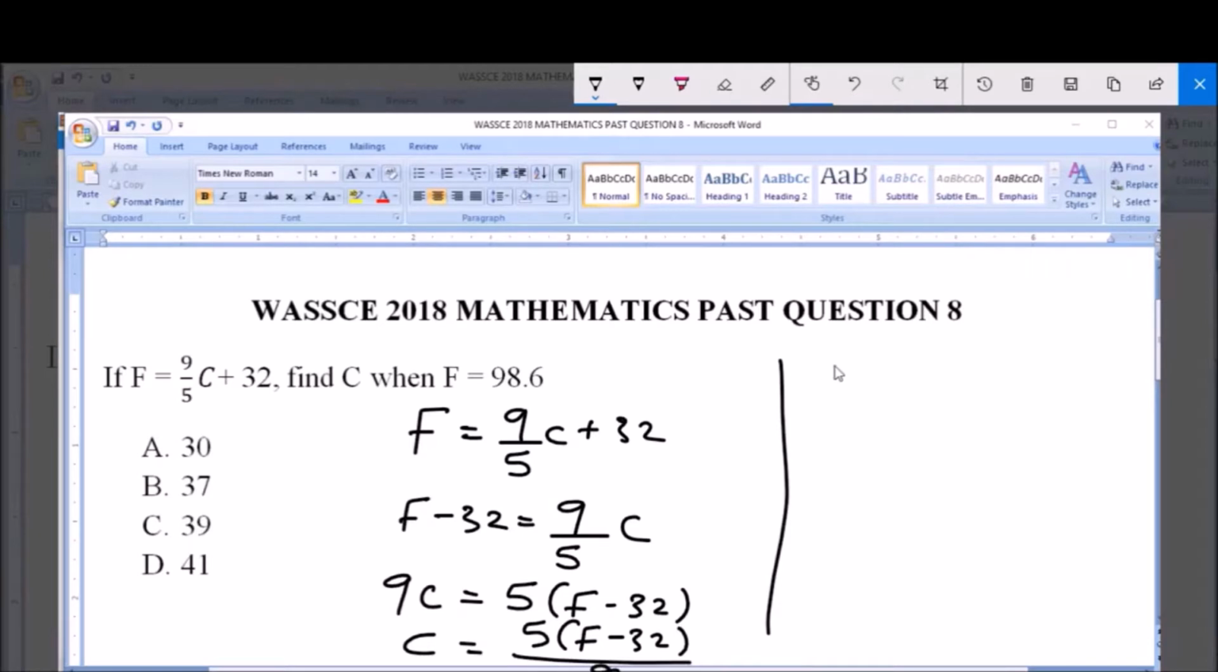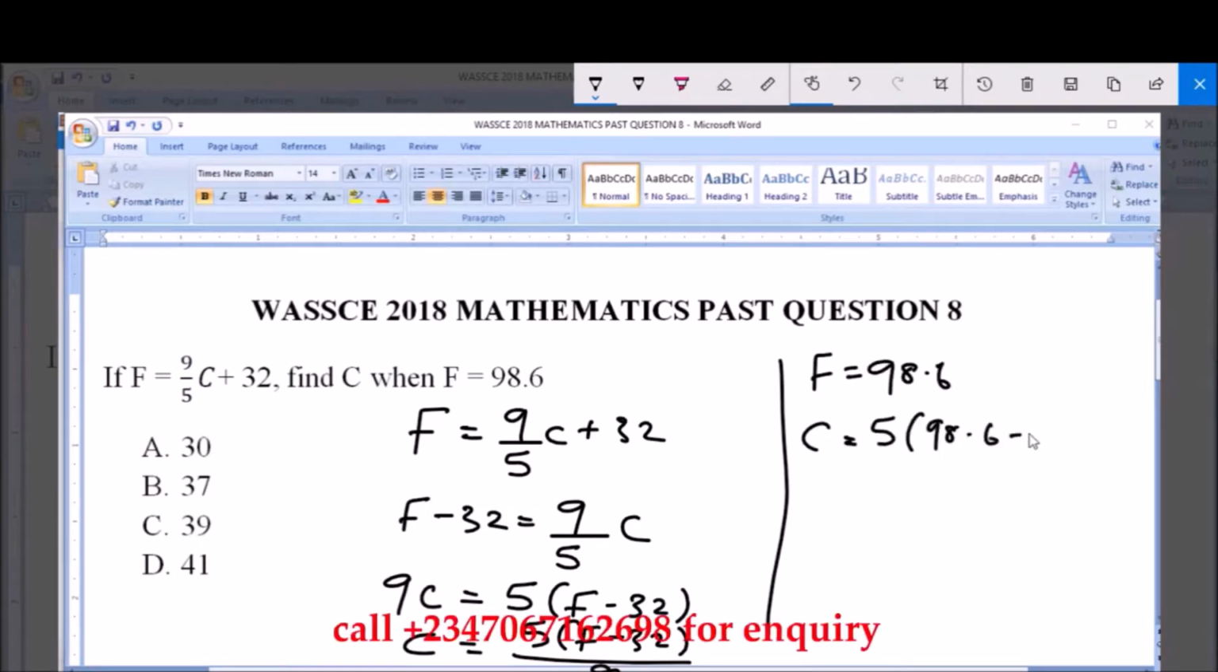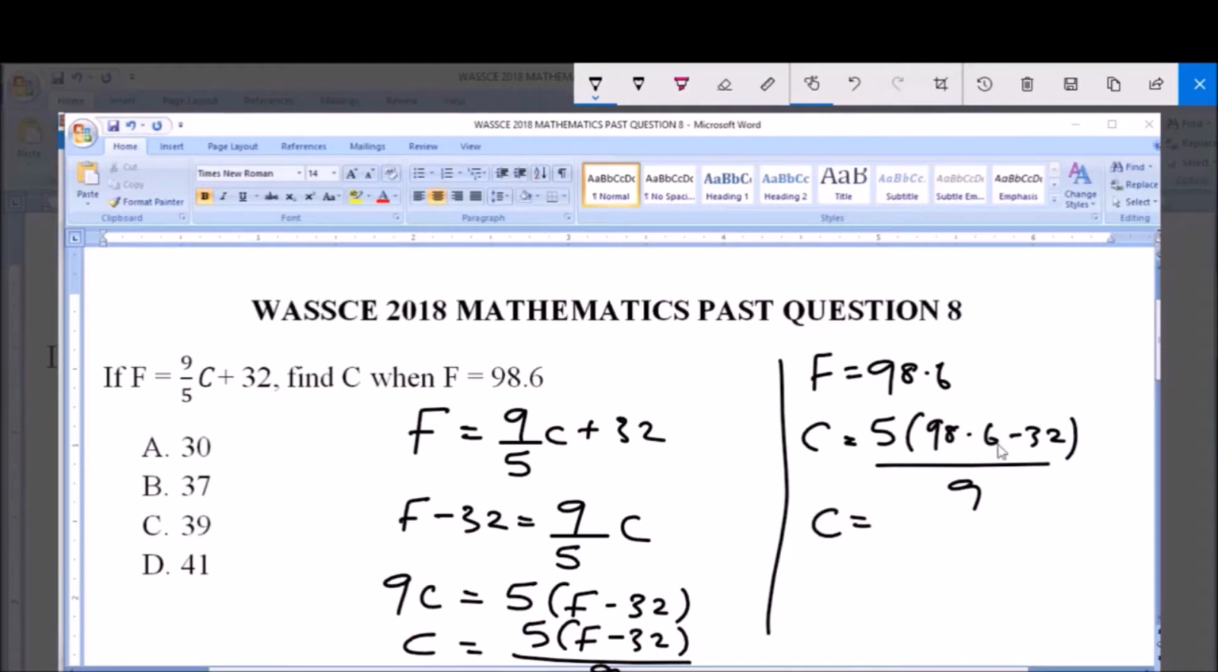Now we are given that we should find C when F equals 98.6. So C is equal to 5 into 98.6 minus 32 all over 9. Now 5 into 98.6 minus 32 will give us 333 all over 9, and this is equal to 37. So 37 is the value for C when F is equal to 98.6, and that is option B.